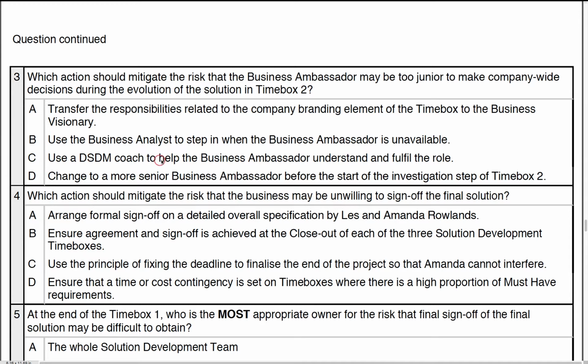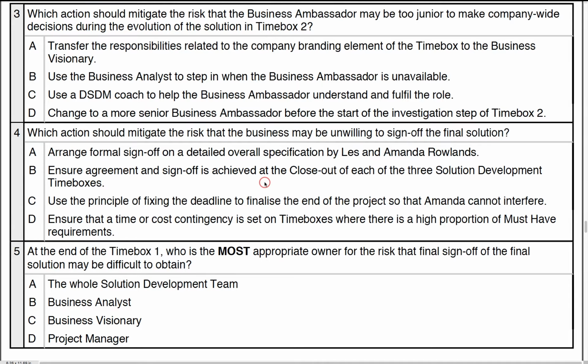Use the DSDM coach to help the ambassador understand and fulfill the role. Well, this is about responsibilities, not accountability, so that's a non-starting statement anyway. Change to a more senior ambassador before the start of the investigation, but we don't change ambassadors during time boxes. You might need to at the end of an increment for all sorts of reasons, but you certainly do not do that during time boxes. This is not the best practice to take either. So the answer there is going to be A.